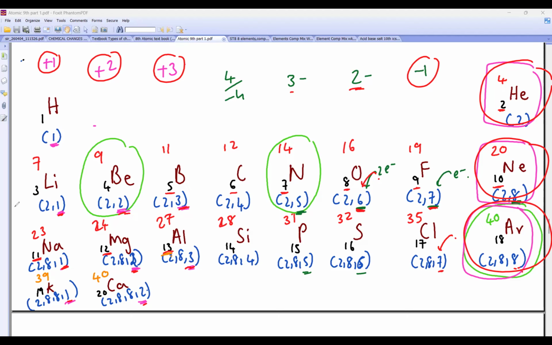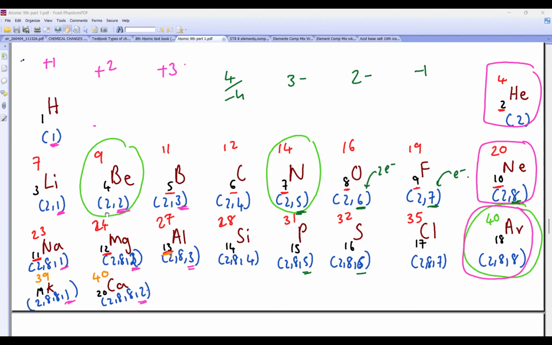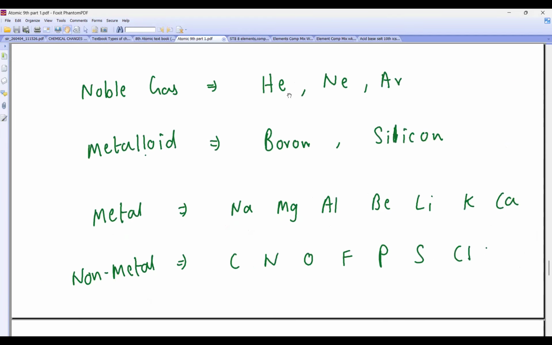Now I just want to tell you, in the first 20 elements there are only 2 metalloids. Who are the 2 metalloids? Boron and silicon. Lithium, sodium, magnesium, aluminium, calcium, potassium are metals. Carbon, nitrogen, oxygen, fluorine, sulfur, chlorine are non-metals. Helium, neon, argon are noble gases, because they will ask this, beta. Metalloids are boron and silicon in the first 20 elements.